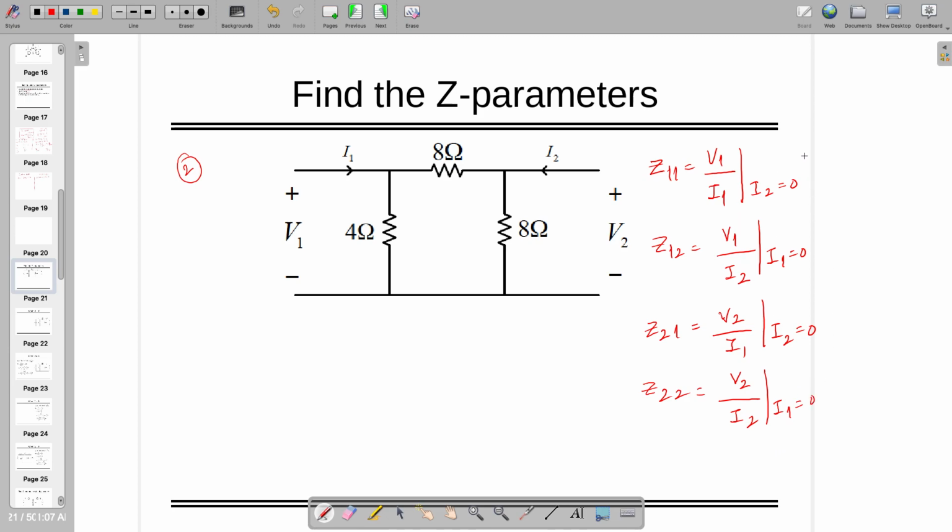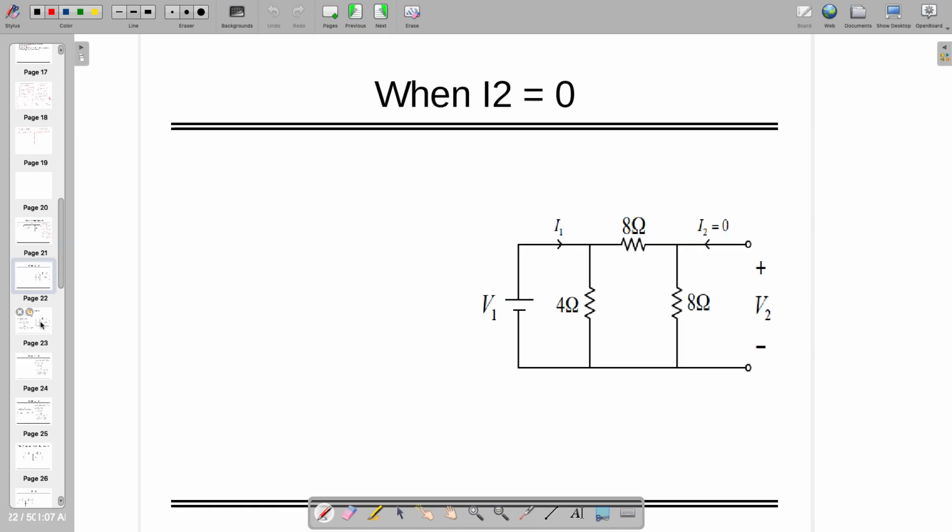When we are doing the inspection, we have to make sure that I2 equal to 0 if you are interested in finding out, let's say, Z11. So for this condition, I am going to make a circuit where I2 equal to 0. If I want to make I2 equal to 0, here there is some current coming, but we are going to keep that current as 0, or open circuited. Look, still there is some voltage V2 there, but whichever current is coming because of V2, it's 0 right now. This is by inspection.